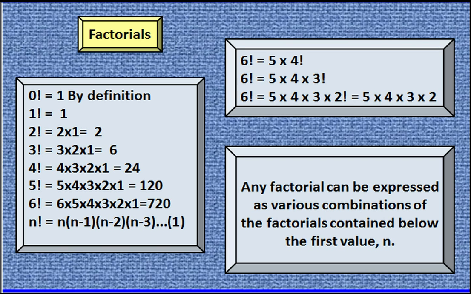Looking further into the properties of factorials, note that a factorial like 6 factorial can be expressed as 5 times 4 factorial, or it can be expressed as 5 times 4 times 3 factorial, or it can be expressed as 5 times 4 times 3 times 2 factorial, which is equal to 5 times 4 times 3 times 2. Any factorial can be expressed as various combinations of the factorials contained below the first value n.